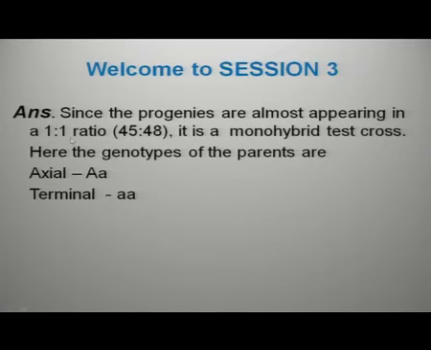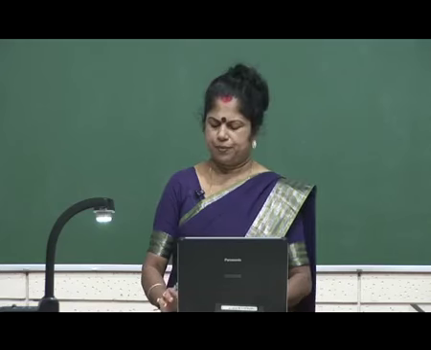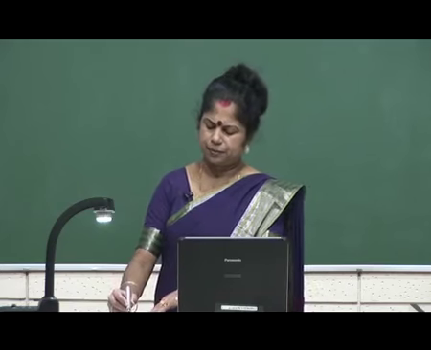Since the progenies are appearing in almost equal proportion, 1:1 ratio, it is a monohybrid test cross. And here the genotypes of the parents are axial, that will be heterozygous, terminal, that is homozygous. Now, we can work out this cross using Punnett square. Listen.